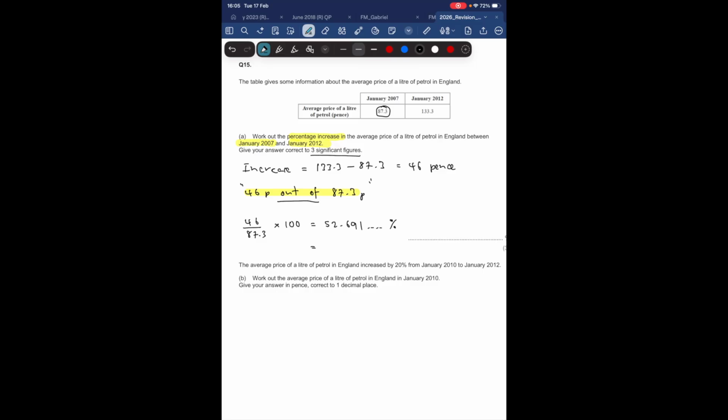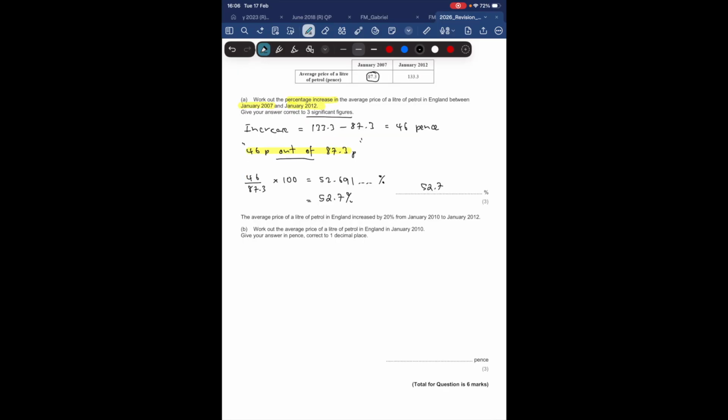So if we look at the significant figures, 5 is the first significant figure, 2 is the second significant figure, the 6 after the decimal point is the third, and then we have the 9, which is the fourth significant figure. So because the fourth significant figure is bigger than 5, that 6, which it's next to, has to go up by 1. So the three significant figures, this will be 52.7%, which is the answer that they require.